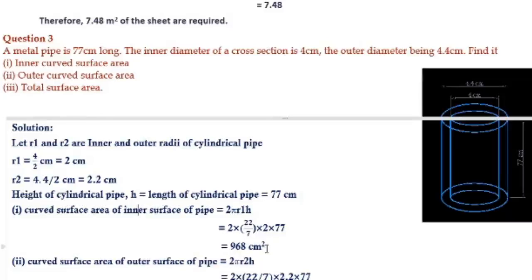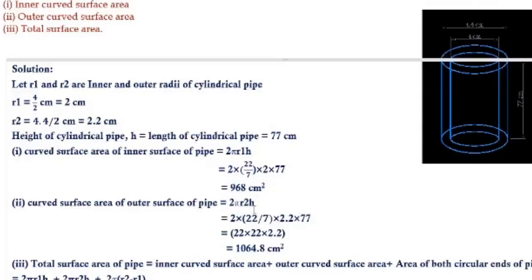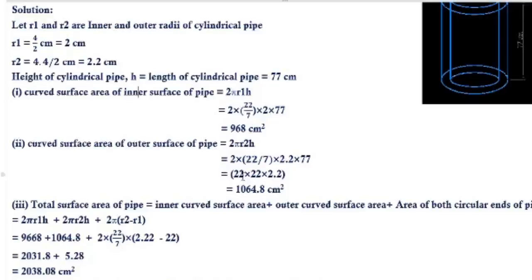And second, outer curved surface area. Curved surface area of outer surface of the pipe is also 2 pi R2H. So we can put the values of pi, R2 and H. Here pi equal to 22 by 7 and R2 equal to 2.2 and H equal to 77. Simplify it, you will get 1064.68 centimeters square. Now third one, you have to calculate total surface area of the pipe.